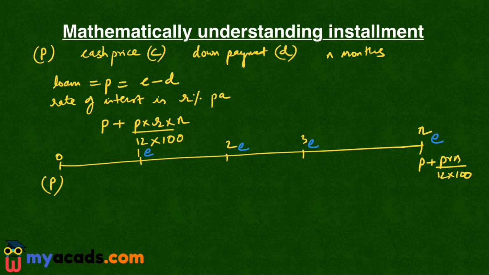Now see, the person has to pay this much amount after n months, but the person is paying the money early. So when the person pays this amount E after 1 month, the shopkeeper can utilize this amount E and earn interest on this money. Now the shopkeeper can earn interest for n minus 1 month on this E. Now the person will pay the second installment after 2 months. So the shopkeeper can earn interest on this money also.